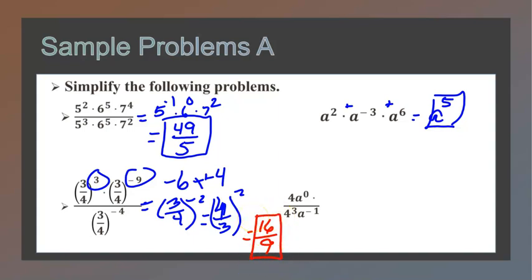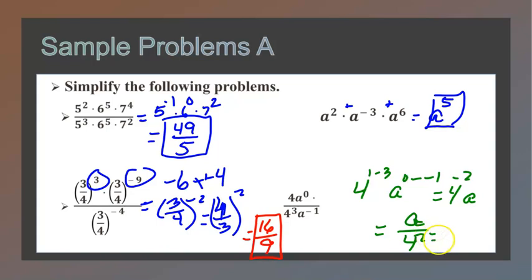And this last one over here, I have 4 to the 1st divided by 4 to the 3rd, so I do 1 minus 3. And a to the 0 minus a negative 1, so 0 minus a negative 1. So this is going to give us 4 to the negative 2nd, a to the 1st. So my final answer would be a all over 4 squared, and 4 squared would be 16, so it would be a over 16.